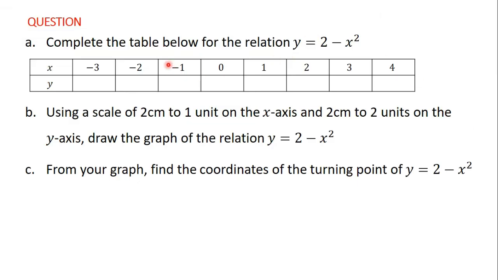We are to complete this table for the relation y is equal to 2 minus x squared. Then we will use the points in the table to draw the graph of the relation y is equal to 2 minus x squared. Then after that, we will use the graph to find the turning point of y is equal to 2 minus x squared. We have already learned how to draw the graph of the relation y is equal to 2 minus x squared. So let's learn how to use the graph to find the coordinates of the turning point.